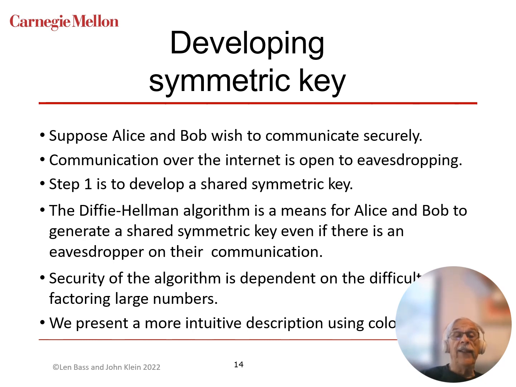And so now we have Alice and Bob. Those are our two characters in security scenarios. And they want to communicate securely. But the communication is open to eavesdropping, as I said. And so the first step in their communicating securely is to develop a symmetric key. And this is done by the Diffie-Hellman algorithm. And so they apply Diffie-Hellman, they come up with a symmetric key.